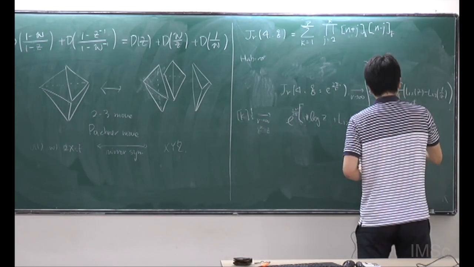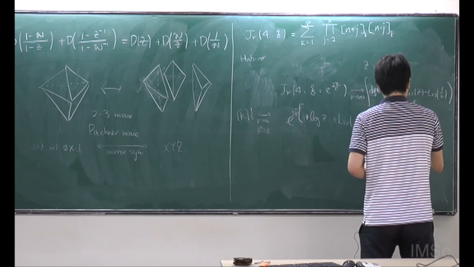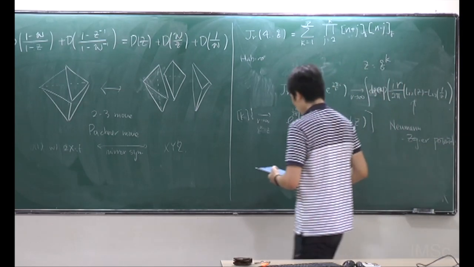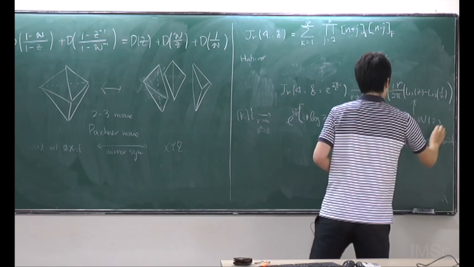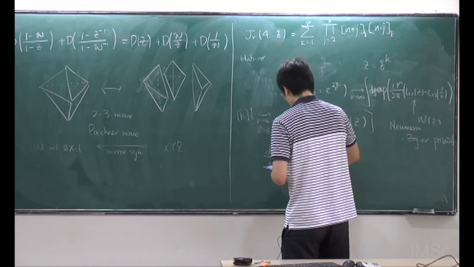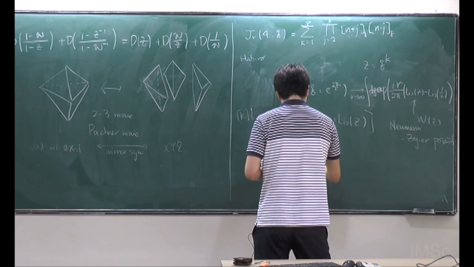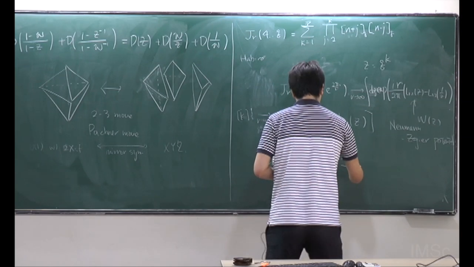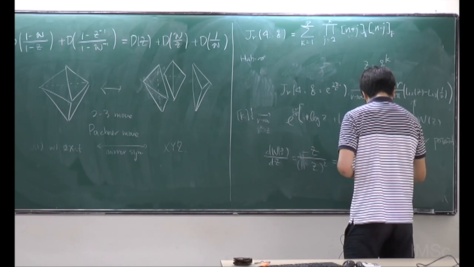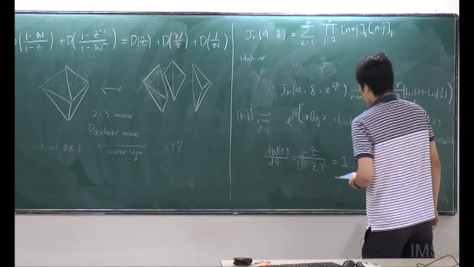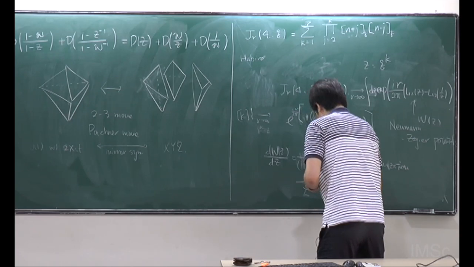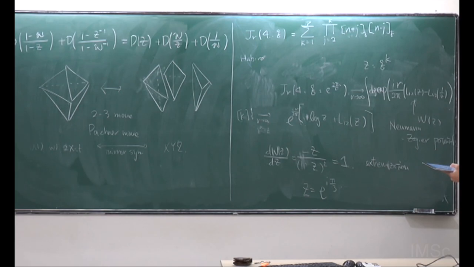This is called Neumann-Zagier potential, a potential sometimes. And you have to extremize. So let's call this W of Z. So you have to extremize this one, dW over dz, which is equal to minus z over 1 minus z squared, and this should be 1. Okay, this is extremization. So if you solve this one, what you get is z is equal to e to the I pi over 3. Yes, saddle point.